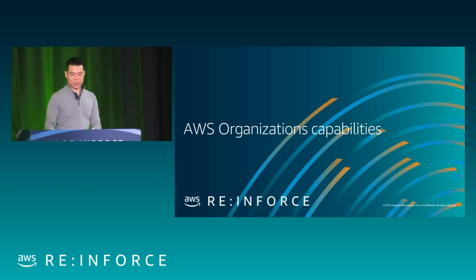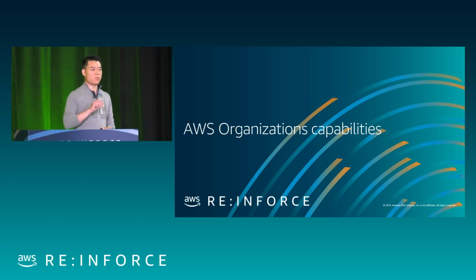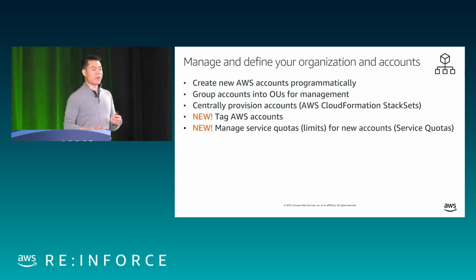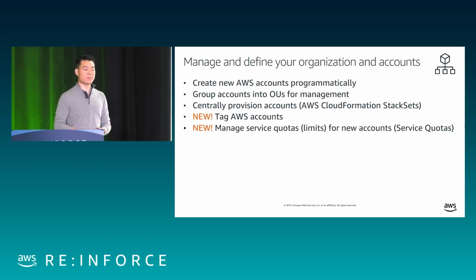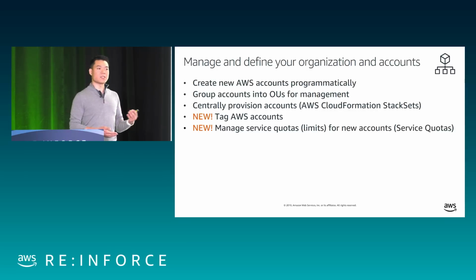The next section that I want to talk about is all of the capabilities available within AWS Organizations. The first group of capabilities is being able to manage and define your organization and accounts. And so within AWS Organizations, we enable you to create new AWS accounts programmatically. So now you can spin up AWS accounts using the console, the CLI, or the API, and these accounts automatically get created inside of your organization, and you can start using them right away. We enable you to group accounts into OUs for management, and I just talked about ways in which you can think about beginning to structure your organization.